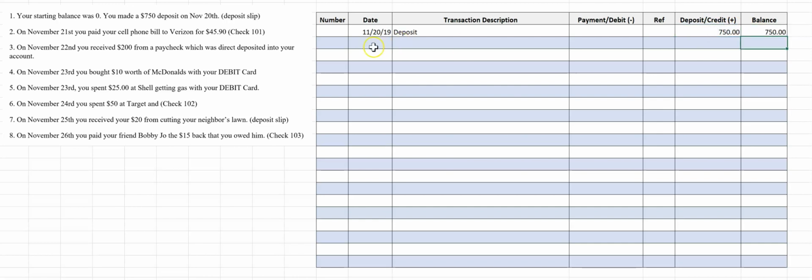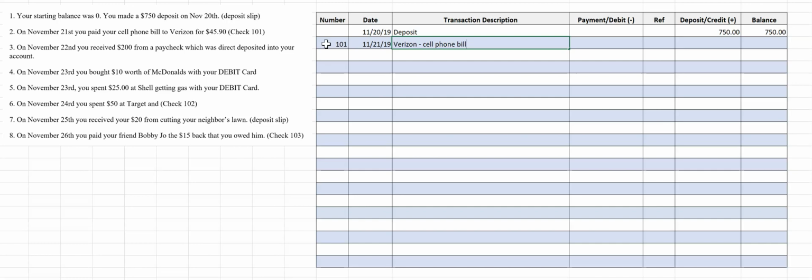Now on November 21st, you paid your cell phone bill to Verizon for $45.90, check number 101. So we're going to use this first column here because we are writing a check. So we're going to write 101, and it is on November 21st. Here we're going to put Verizon because that's who we paid. In the transaction description column for checks, you always put who you wrote the check to. And then I also put what it was for. You do not have to do that, but just so you know.